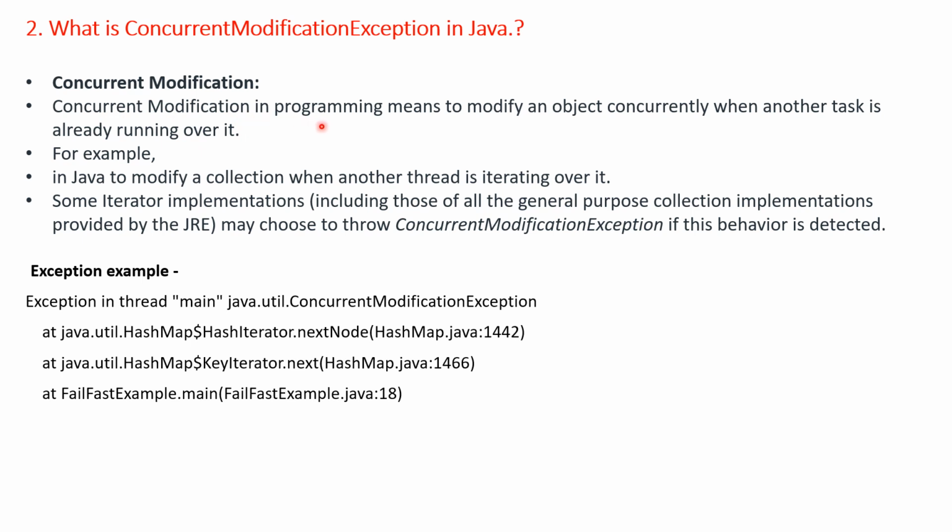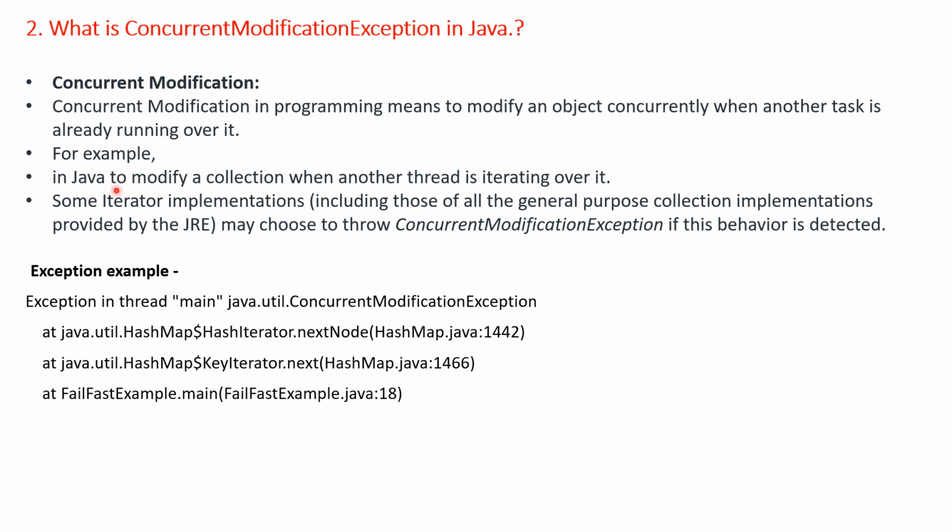Concurrent modification in programming generally means to modify an object concurrently when another task is already running over it. We have seen this in the last question. Whenever a thread is already doing its task, and we try to modify concurrently, trying to do some other task on it, that is called a concurrent modification in Java.